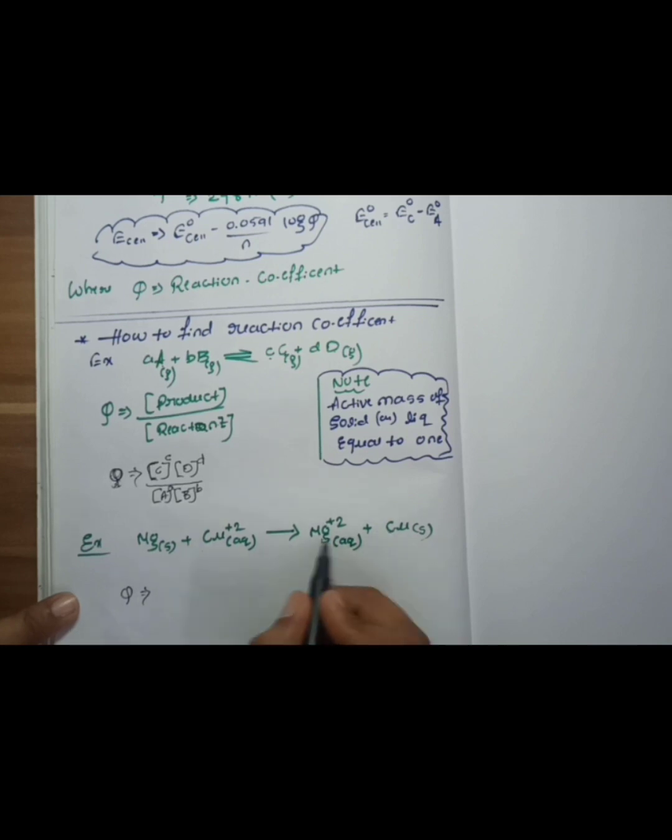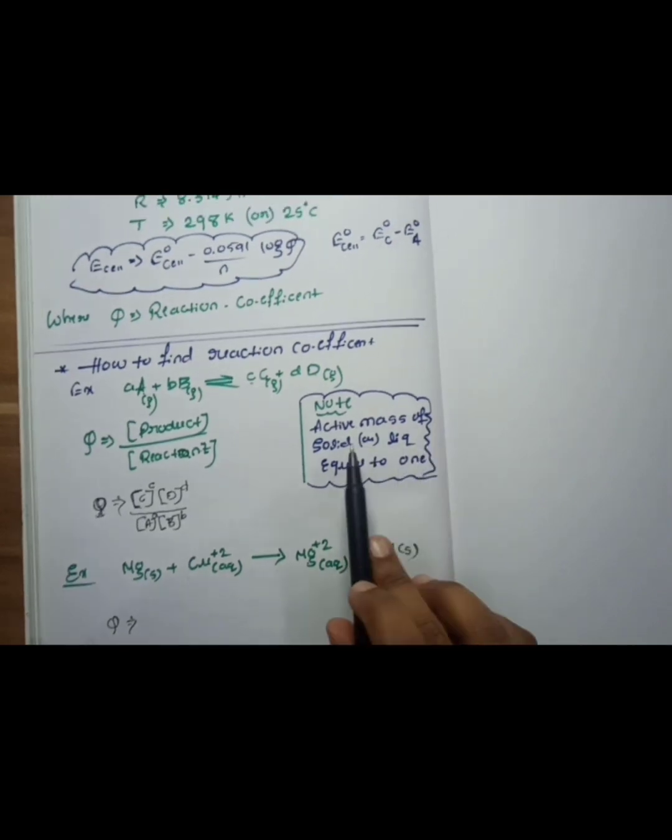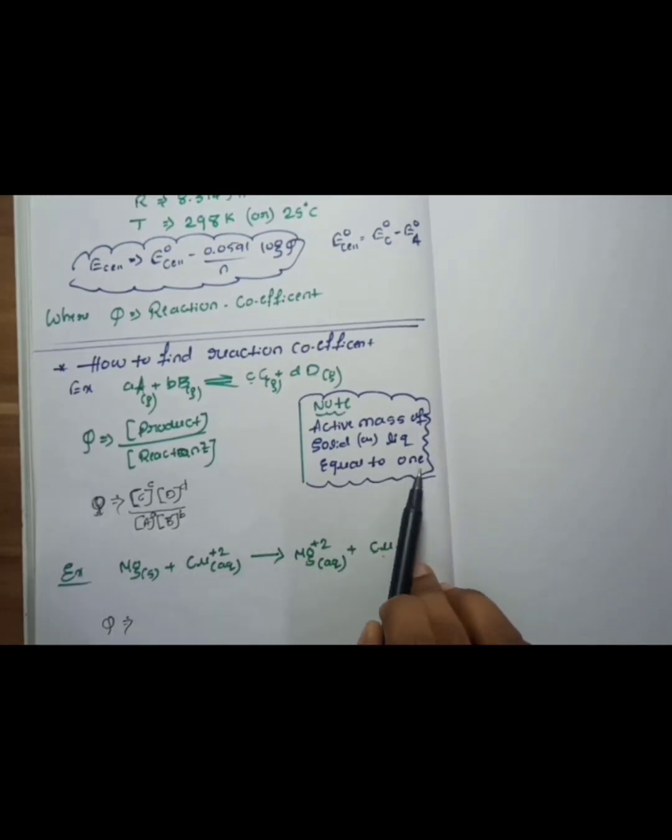Okay, now these two are the product. Before that, one point is very important: the active mass of a solid or a liquid is equal to 1. Active mass is nothing but concentration. If any element is in a solid form or in a liquid form, then its concentration or active mass is taken as 1.